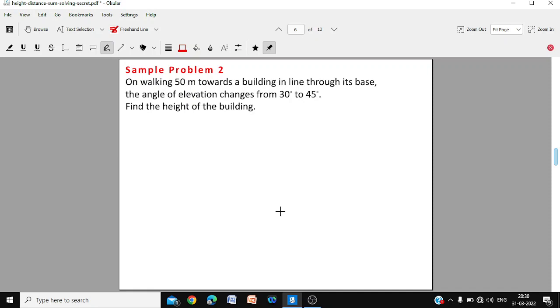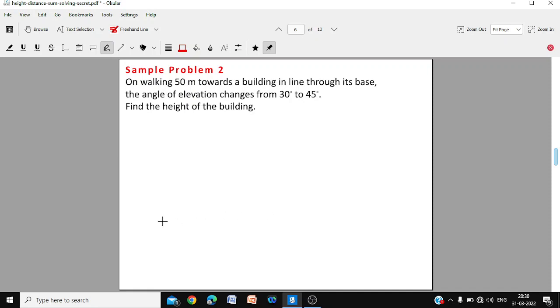Sample problem 2. On walking 50 meters towards a building, in a line through its base, the angle of elevation changes from 30 to 45. Find the height of the building. On walking 50 meters towards a building, the angle of elevation changes from 30 to 45. Find the height of the building.